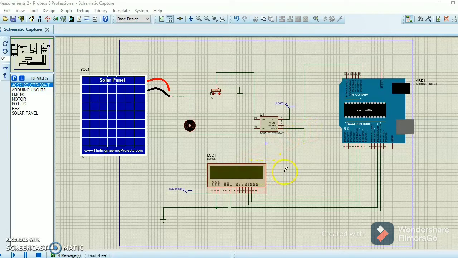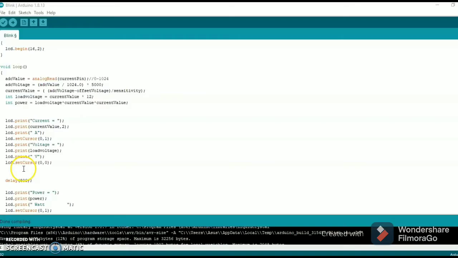The reading of the current and the voltage will be processed by the Arduino and its coding to be shown on the LCD. This is the coding of the Arduino, starting from the ADC value, which are the analog read. The ADC turns the analog voltage into a digital value. The function that we use to obtain the value of an analog signal is analog read. This function converts the value of the voltage on an analog input pin and returns a digital value from 0 to 1024.